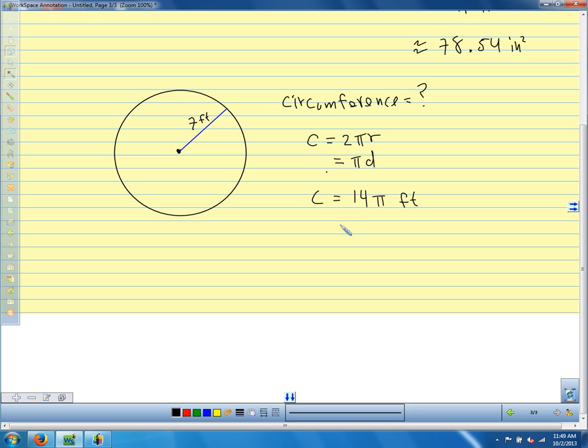If it wanted an approximate answer, I would multiply 14 times pi. So 14 times, and I'm going to use my pi button, and I get about 43.98. I'm going to put a little squiggly equals, which means approximate. So there's my approximate circumference.